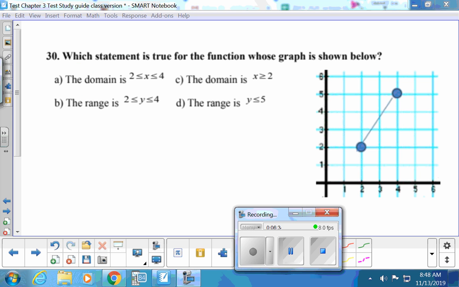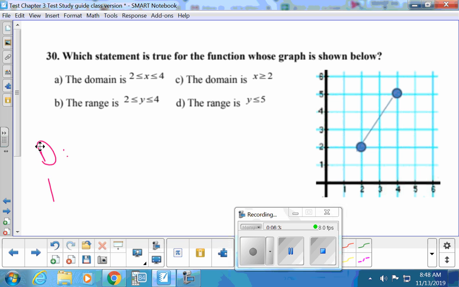This also appears to be a multiple choice question. Let's just refresh domain and range. Which one's x, which one's y? Range is y. The way I remember is alphabetical order. D comes before R in the alphabet. X comes before Y in the alphabet. So we just got to pick what's true. Maybe there's more than one that's true?